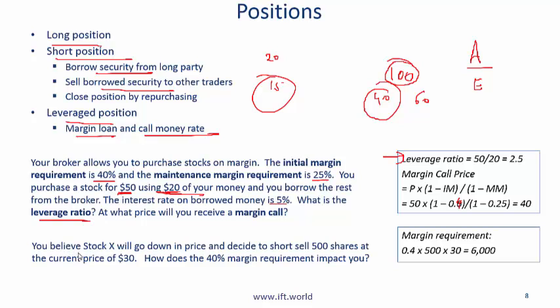Another related question. You believe stock X will go down in price and decide to short sell 500 shares at the current price of 30. How does the 40% margin requirement impact you? So what is happening here now is, obviously the broker will be concerned about what happens if the stock goes up because you are short selling. The margin requirement will also have an impact over here. If the margin requirement is 40%, that means that you need to put in 0.4, which is 40%, into 500 into 30. That's the amount that you are short selling. So you actually need to deposit a margin of 6,000.